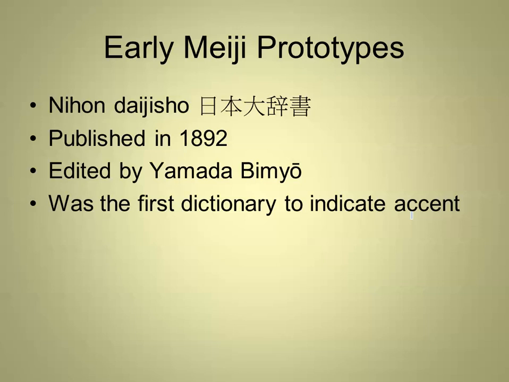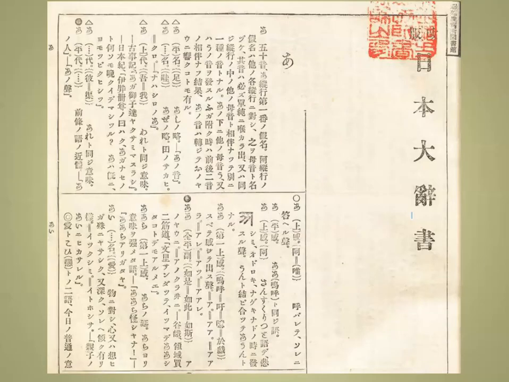Here's another example, the Nihon Daijisho. The Nihon Daijisho was published in 1892 and edited by a man named Yamada Bimyo. Yamada Bimyo was a fiction writer, but also a distinguished author of nonfiction also. And what makes this particular dictionary interesting is that it was the first one to indicate accent. The accent of a word, or the pitch, sometimes people say, was a new recognition for Japanese linguists. And this particular dictionary gives it to us.